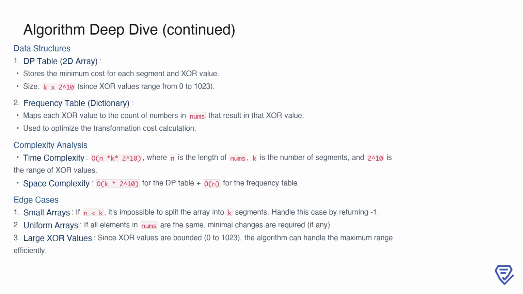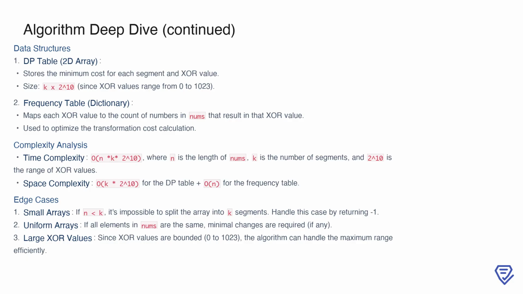To implement the solution, we use two primary data structures. The first is a DP table, a 2D array where each entry represents the minimum cost for a given segment and XOR value. Its size is proportional to k times 2^10, since XOR values range from 0 to 1023. The second is a frequency table, implemented as a dictionary, which maps XOR values to the count of numbers in the array that produce those values. This structure helps optimize the transformation cost calculations.